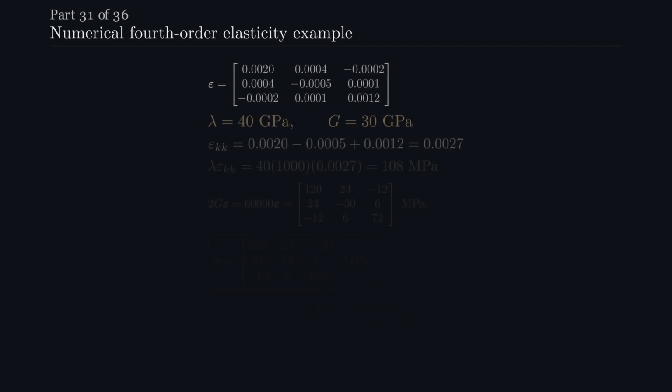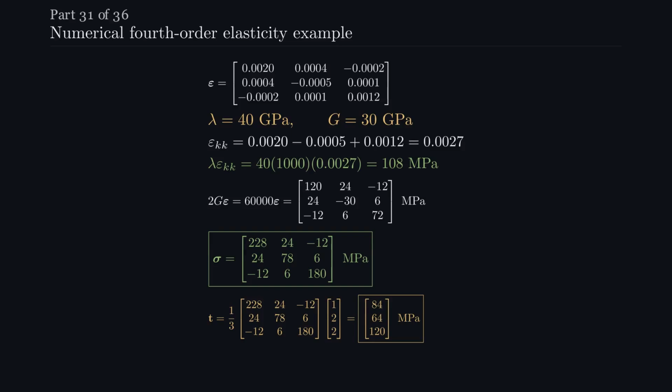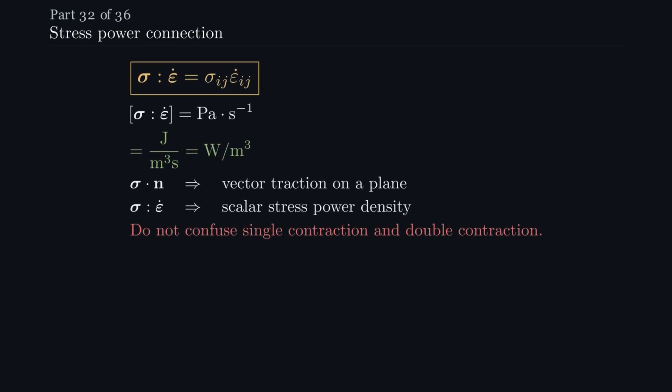Now compute the full chain numerically. The strain trace is 0.0027. Lambda times the trace gives 108 megapascals. 2 g epsilon gives the shear contribution in megapascals. Adding the volumetric part gives the stress tensor. Multiplying by the same unit normal gives the traction vector (84, 64, 120) megapascals.